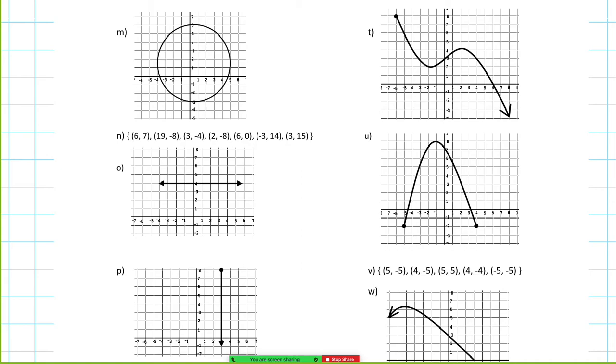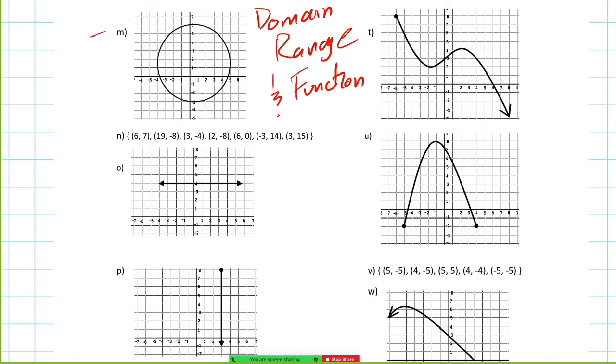We're going to look at domain, range, and if something is a function. Okay, so we have some two-dimensional graphs on our Cartesian plane here. We're going to try to decide very quickly what the domain and the range are. The first thing we're going to point out is this is a continuous function.